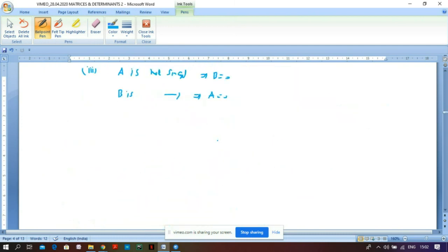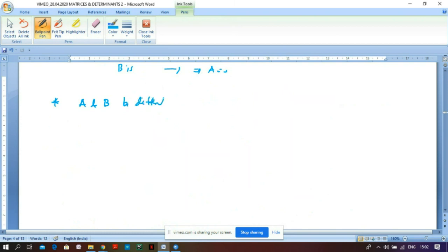Next, let us apply this problem to a tricky example. Let A and B be different square matrices of the same order, such that A cube equals B cube, and you also have A square B equals B square A.